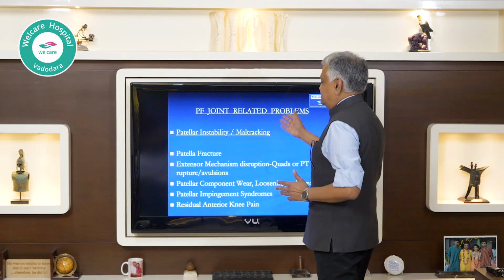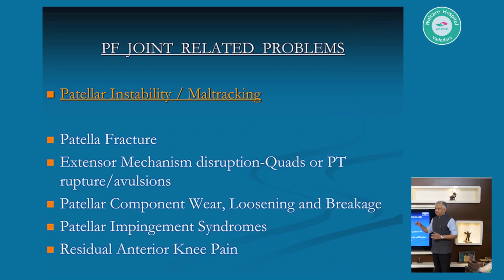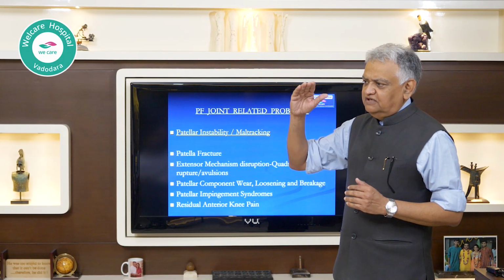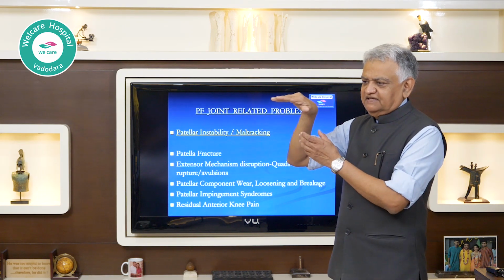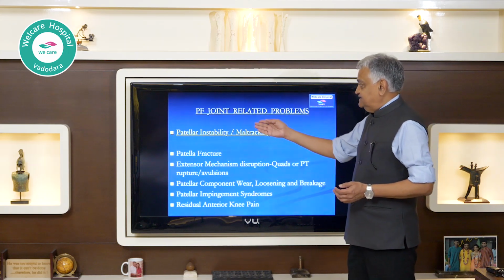So, PF joint related problems. First and foremost, patellar instability and maltracking. When you take a skyline view after your TKA in your follow-up clinics, and you see that the patella, instead of remaining well balanced within the trochlea, is pulled to one side, that's called maltracking. And in the extreme case where it is so imbalanced that it can actually slip out of its position, then that's instability.